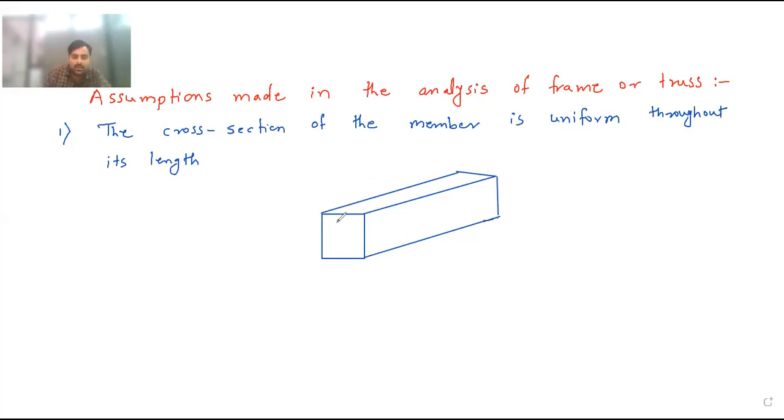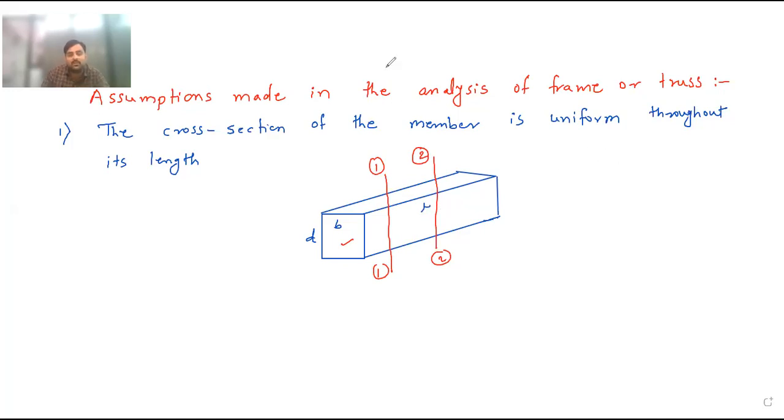Now these are the cross sectional dimensions. This is B, this is D, and this is L. If you cut this member from here, that is section 1-1, you will get the same cross section which is there at the start. If you cut from here also, 2-2, you will get the same cross section. So this is called a uniform cross section throughout the length.